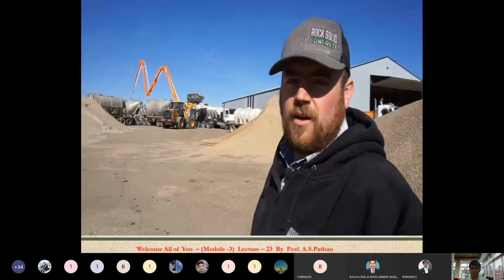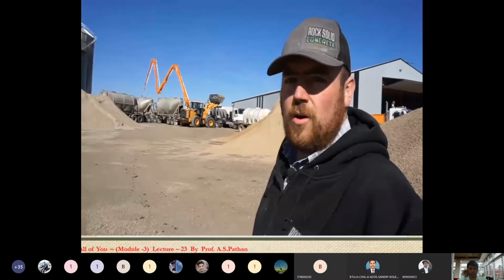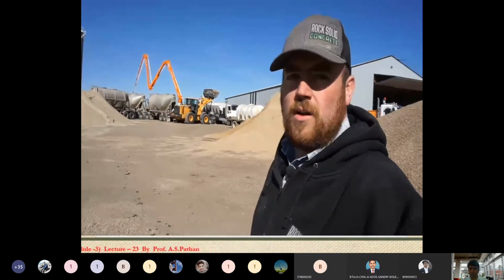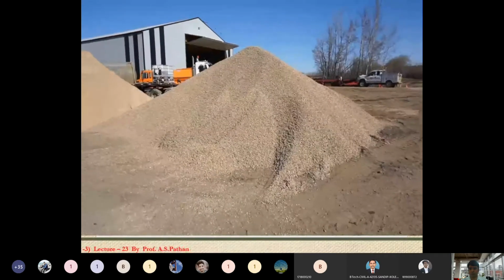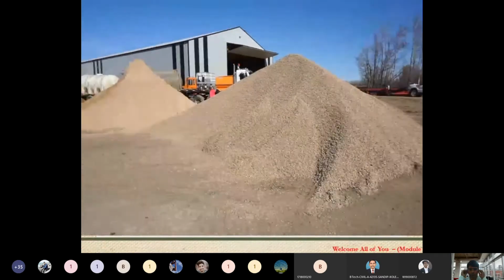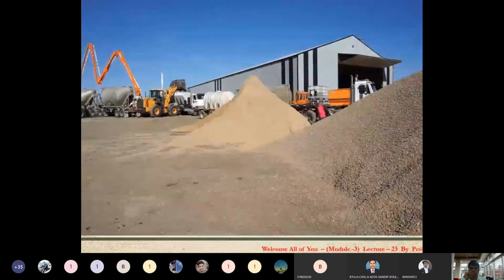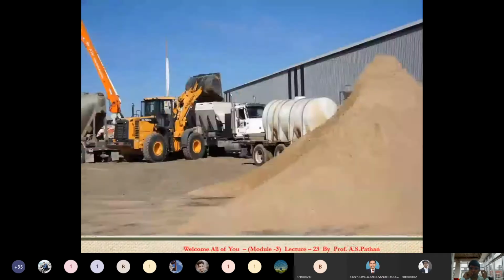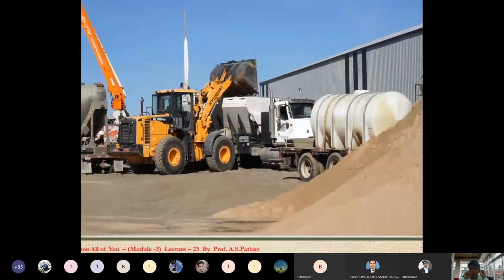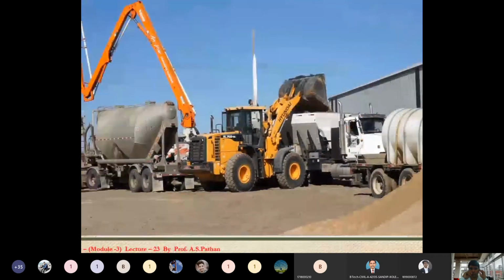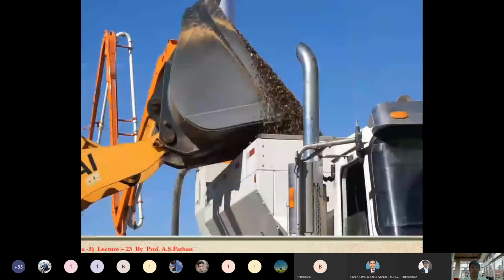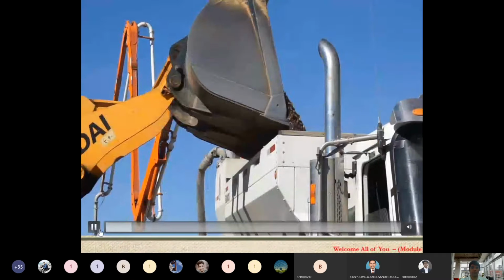Today we're pouring concrete again, and this is what we call an on-site pour. So we have all our materials on site. There's our pile of rock. There's our pile of sand. And we have the truck backed up to the pump there. You see the pump up there. And the loader just keeps loading the truck.